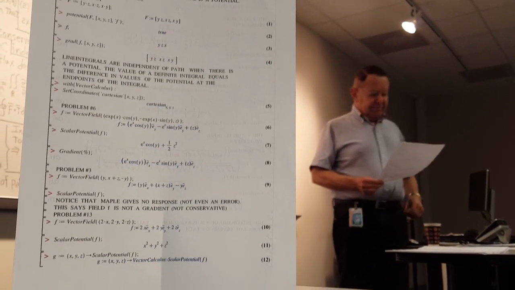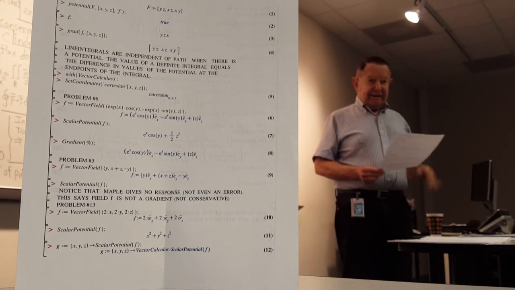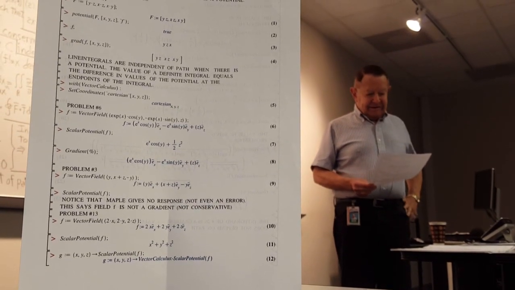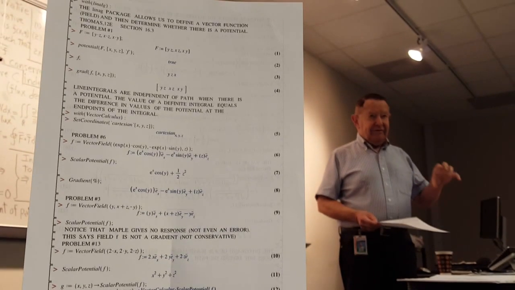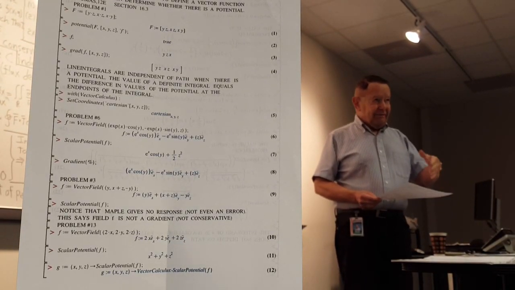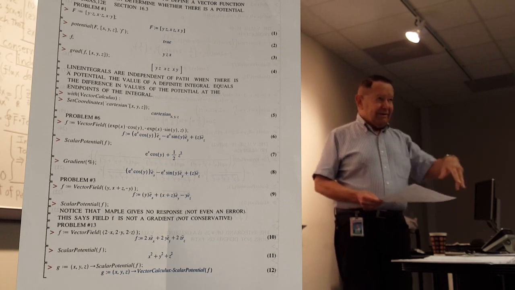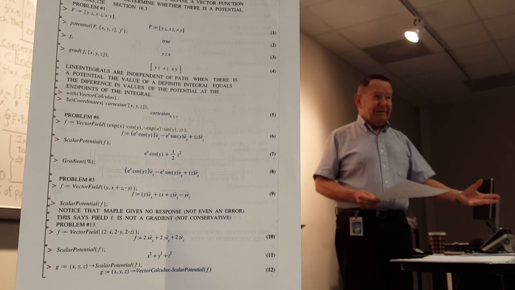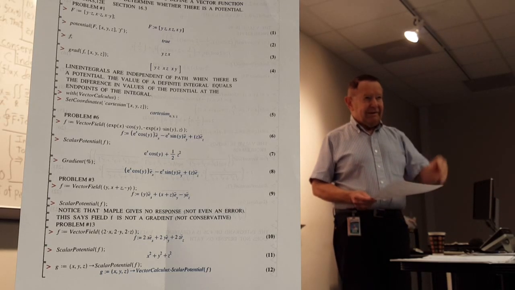When there is a potential, the value of a definite integral is the difference of the values between the beginning point and the end point, if you aren't going around a closed path but are just on a path from point capital A to point capital B.